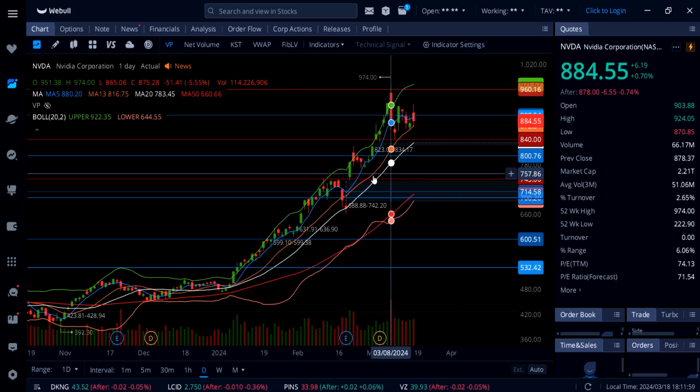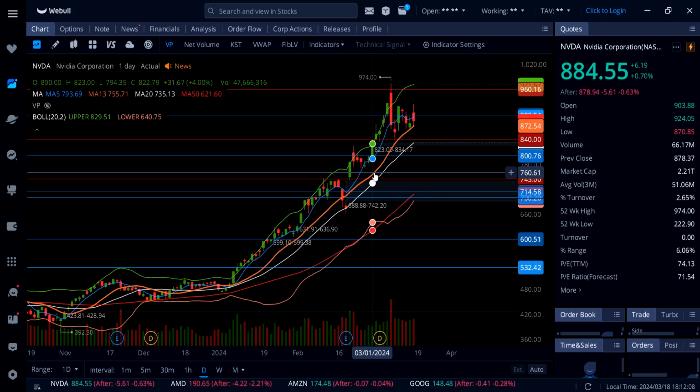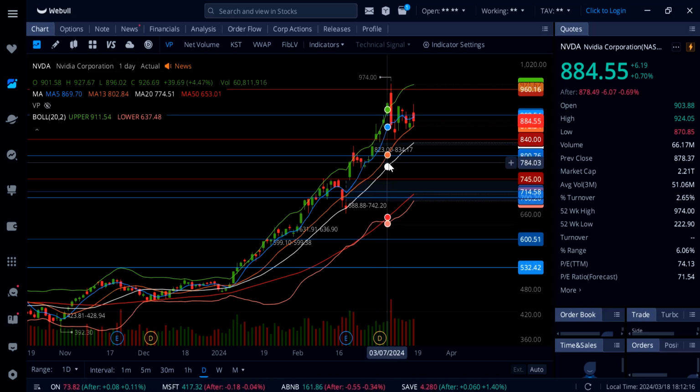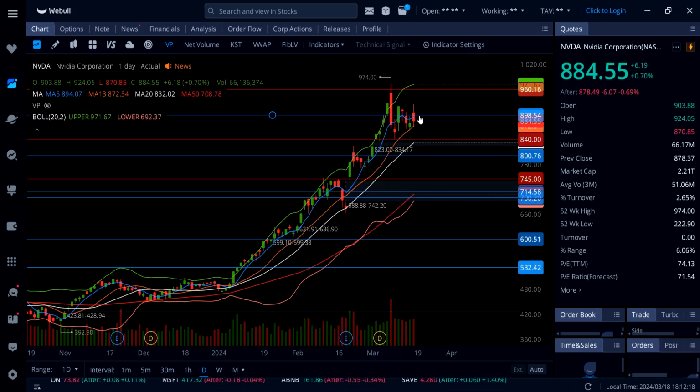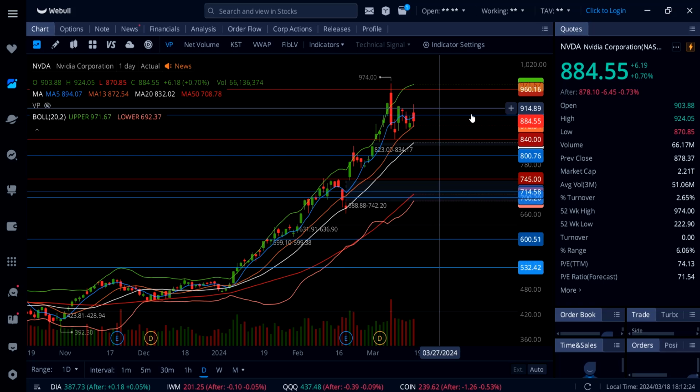Now we do have support down here, and that's going to be the 13-day moving average, this orange line, 872. And below that, a clear dump can happen all the way down to 840 and then 823 to this gap all the way down here. Now to the upside, as long as Nvidia can stay above 898 to 900, then we can talk about 927 to 930 and possibly coming back up to even 960.